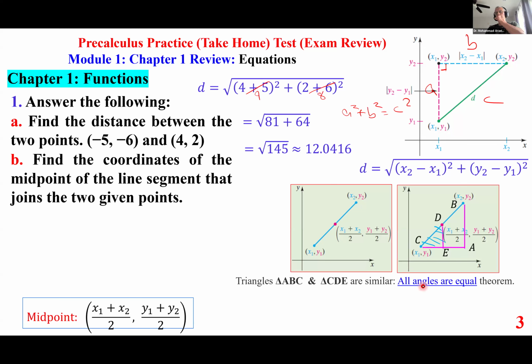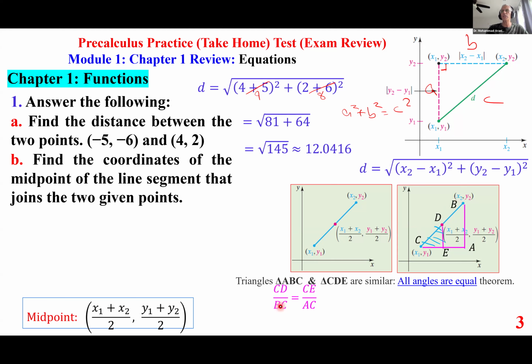All angles are equal. This is in common. This is 90 degrees. This is 90 degrees. The other one becomes equal. Or you can say these two lines are parallel. Either way, when you have similar triangles, corresponding angles are equal, and corresponding sides are in ratio. Therefore, we can write the ratio many different ways. For example, we could write CD from the small one over BC from the large one is the same as CE from the small one to AC from the larger one. And since this is the midpoint, these two are the same.